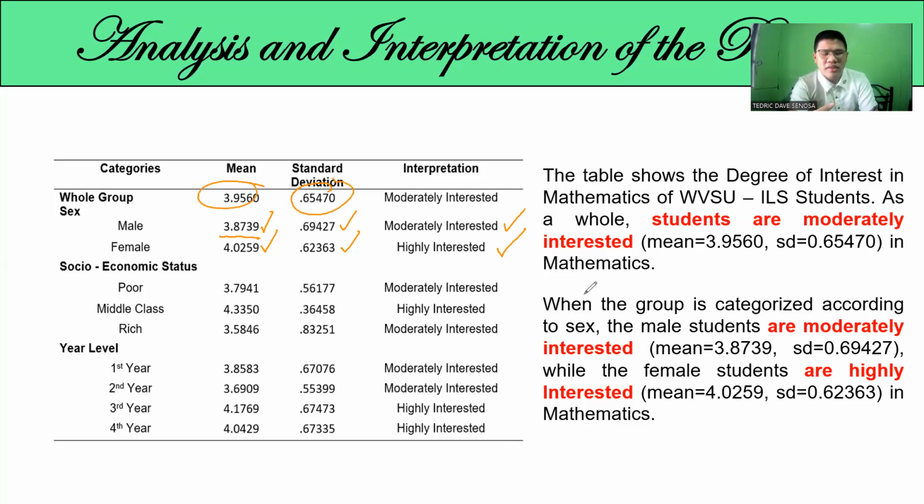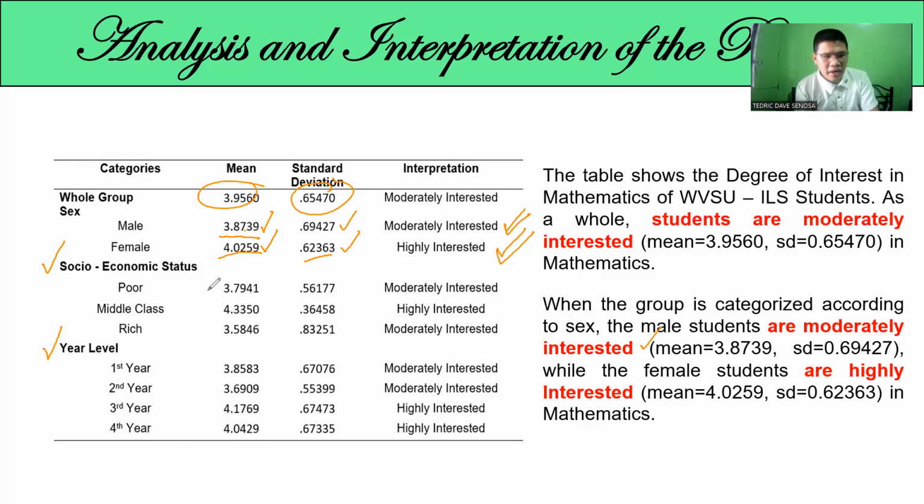And then what if it is categorized according to sex? When the group is categorized according to sex, the male students are moderately interested, and then you put the mean and the SD, while the female are highly interested. You put the mean and the SD in mathematics. And the process goes on repeatedly with your socioeconomic status and your year level, the same pattern.